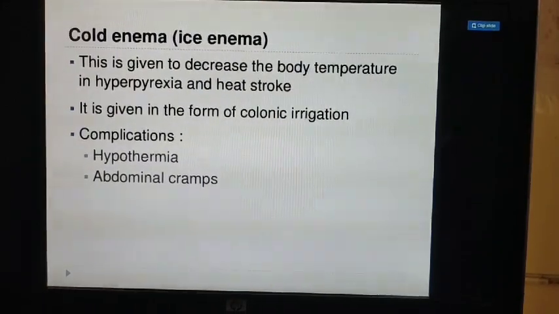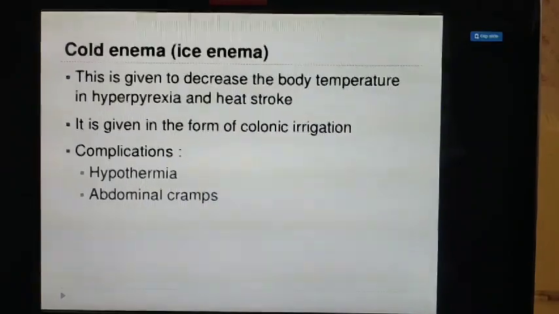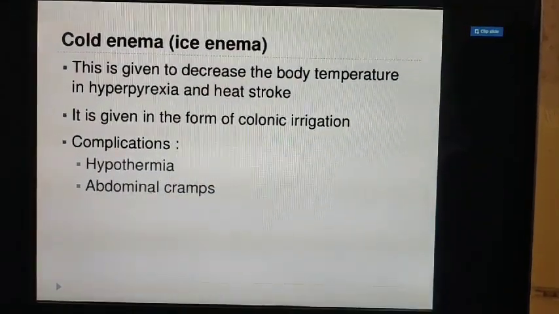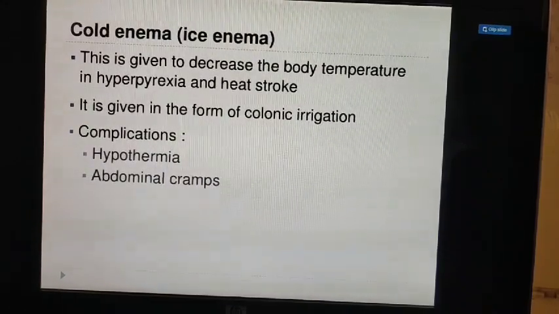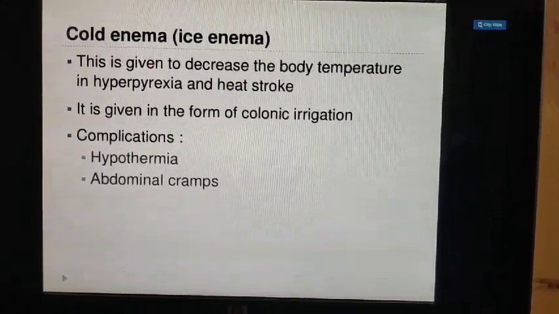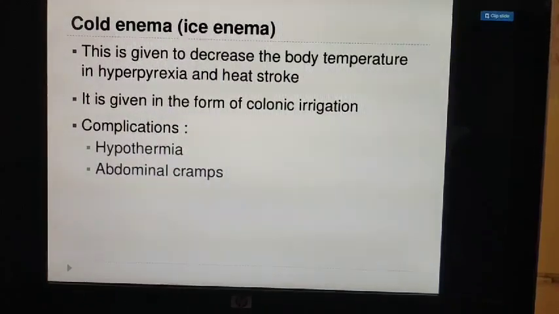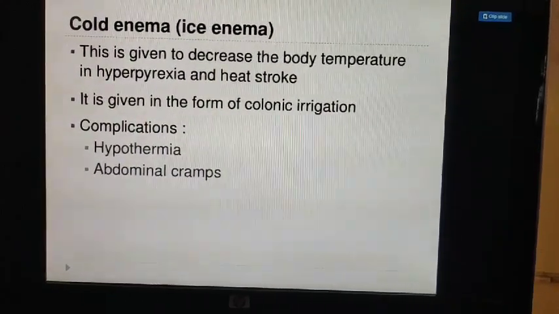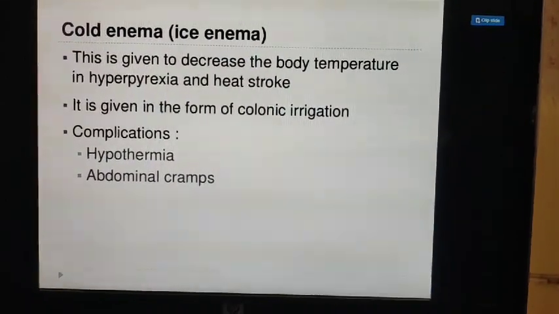As we all know, in which condition do we have to give it? In the condition of hyperthermia, isn't it? It is given to decrease the body temperature in hyperpyrexia and heat stroke. It is given in the form of colonic irrigation. But during this enema, we have to check the vital signs in between. Continuously, we have to monitor the vital signs.